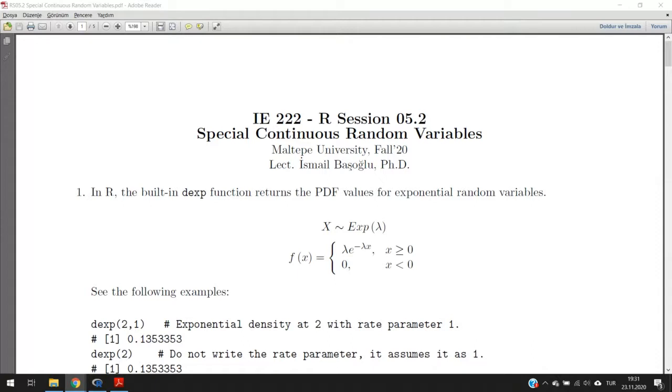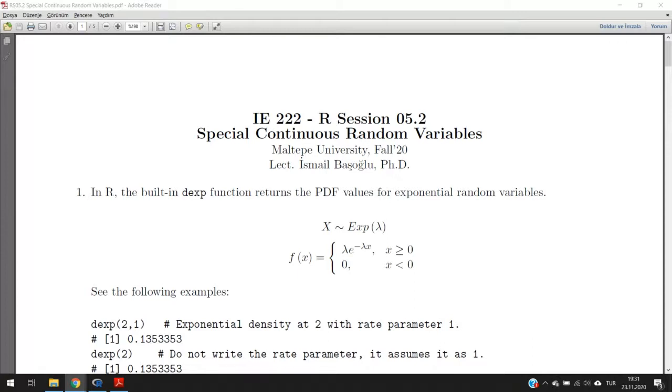And of course, we need to learn a few built-in functions related to these distributions and random variables in R. Then we are going to solve a few examples using the programming language itself related to exponential random variable and normal random variable. And first, we are going to focus on the exponential random variable.